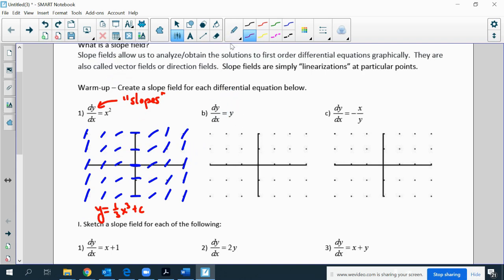Now, what about dy/dx equals y? Well, all of my slopes would be dependent only on y here. So when y is 0, my slope is 0. When y is 1, my slope is 1. And when y is 2, my slope is 2. When y is -1, my slope is -1. And when y is -2, my slope is -2.